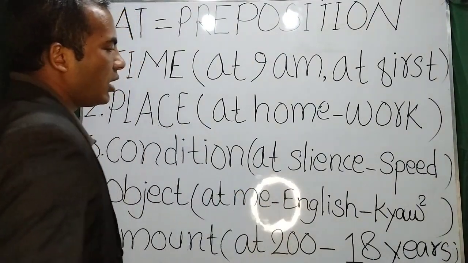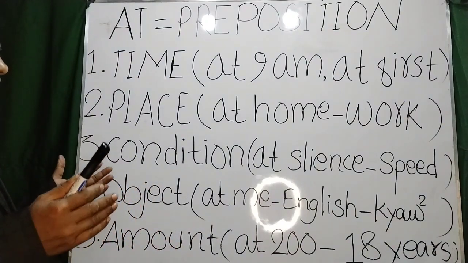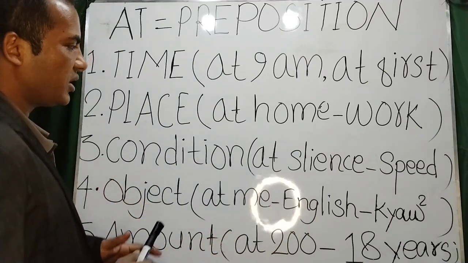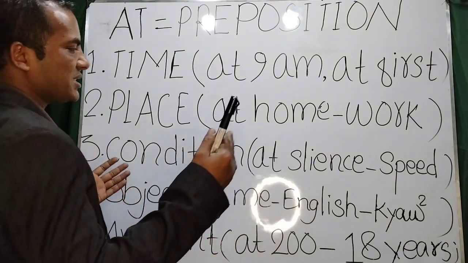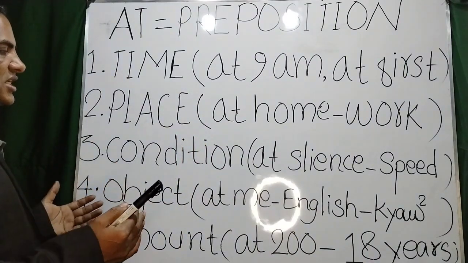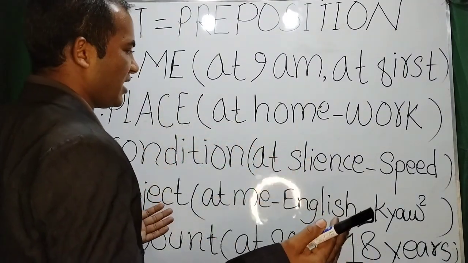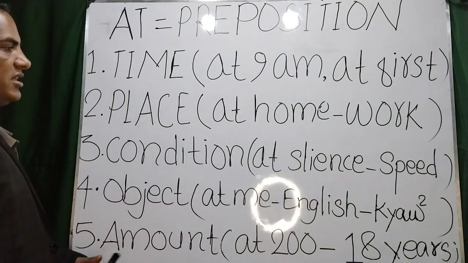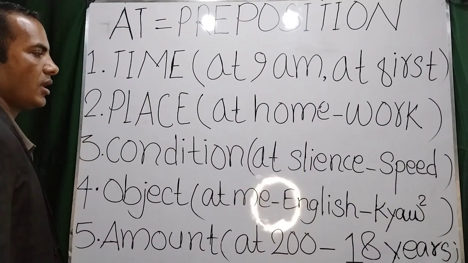For example, how is his condition? If somebody comes and asks somebody, how is his condition? How is the country's condition? The country's condition is at silence. His condition is at silence. You can use at in this position.